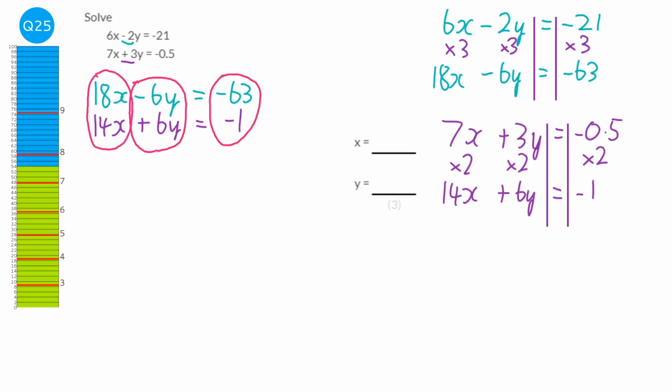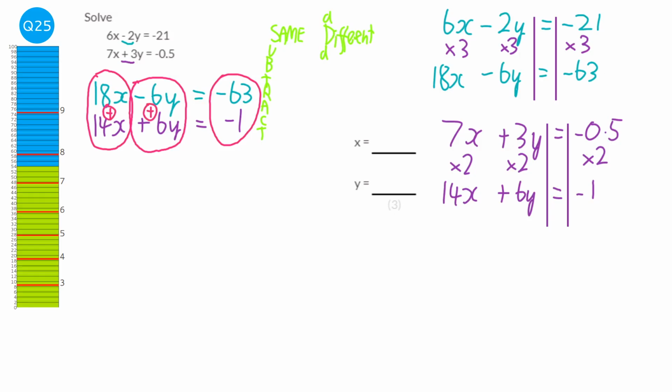Now we've got to work out what sign we're using here. And the way I remember it is looking at the y's, because that's the thing we're trying to get rid of. Looking at the signs, if the signs are the same, we subtract. If they're different, we add. So looking at the signs, there's a negative and there's a positive, so they are different, so we're going to add.